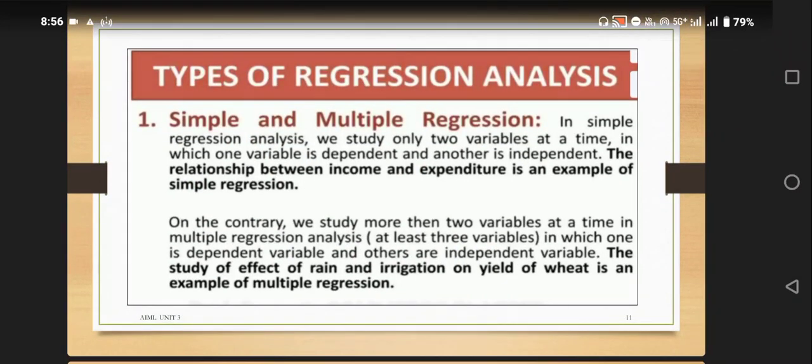Types of regression analysis. There are varieties of regression analysis. First one, simple and multiple regression. In simple regression analysis, we study only two variables at a time. One variable is dependent and another is independent. The relationship between income and expenditure is an example of simple regression. If we study more than two variables at a time, it is called multiple regression analysis. In multiple regression analysis, at least three variables are considered, in which one is dependent variable and all others are independent variables. The study of effect of rain and irrigation on yield of wheat is an example of multiple regression.